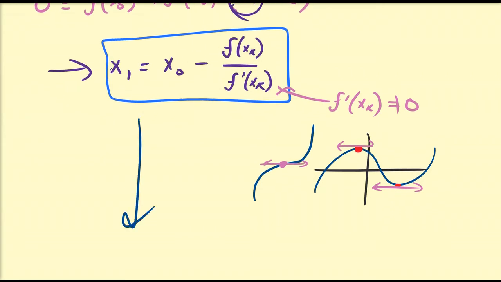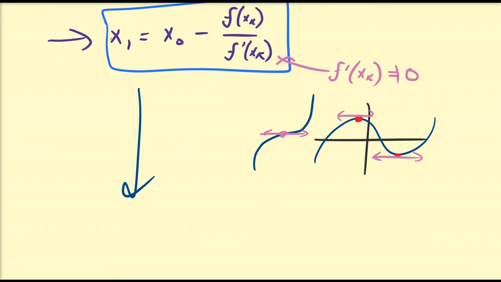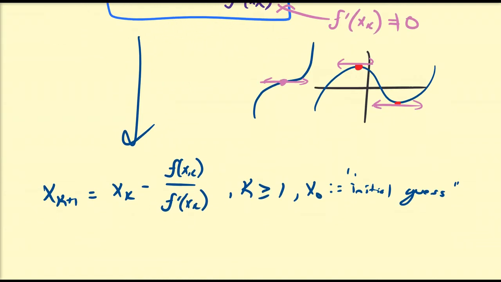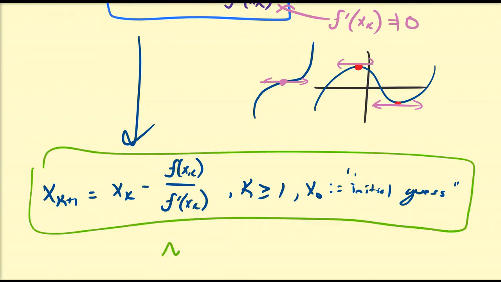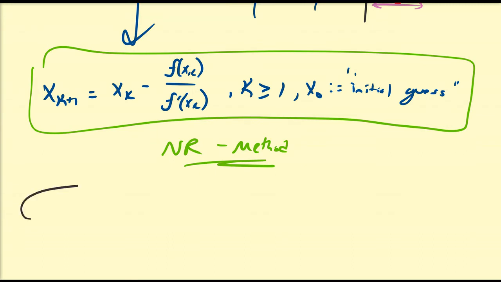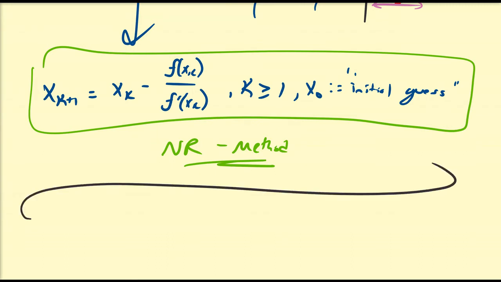Then we can extend this to some arbitrary value. So we have xk plus 1 is equal to xk minus f of xk all over f prime of xk. And this is true for k greater than or equal to 0, where x0 is our initial guess. And this is what we call the Newton-Raphson method. So let's just get an idea of how this method works, and in the next video we'll go through a MATLAB implementation on how to program this up.